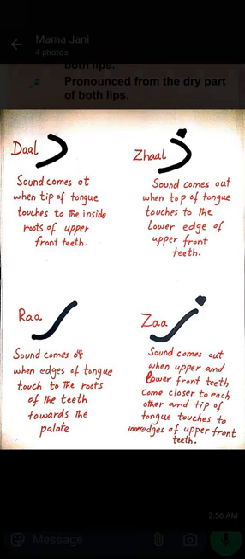So let's read again. Dal, dal. Its sound is the sound. It's a soft letter. And then is zal. Its sound is the. Touch the top of the tongue to the lower edge of the upper front teeth and then pronounce this zal, like this. This is also a soft letter.